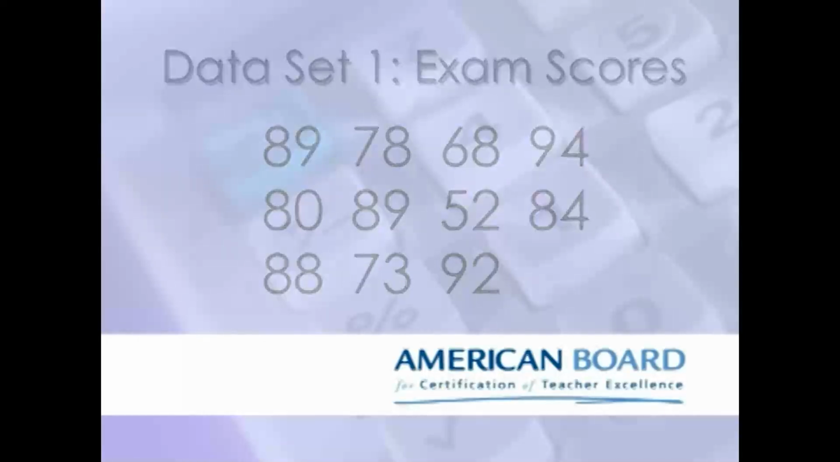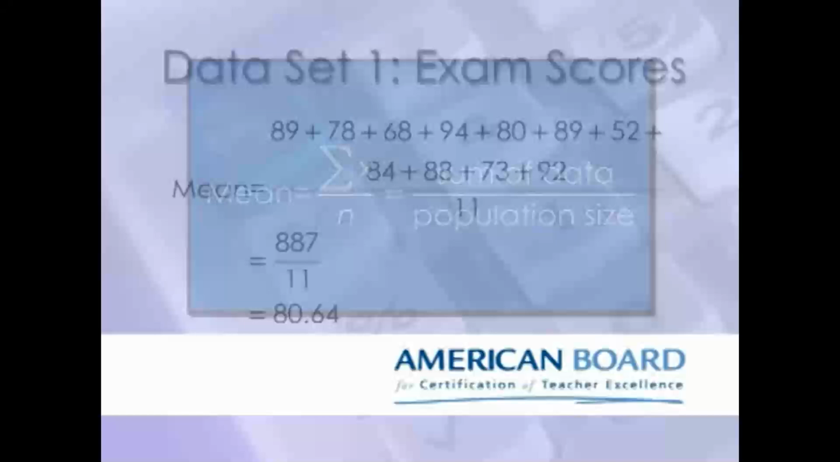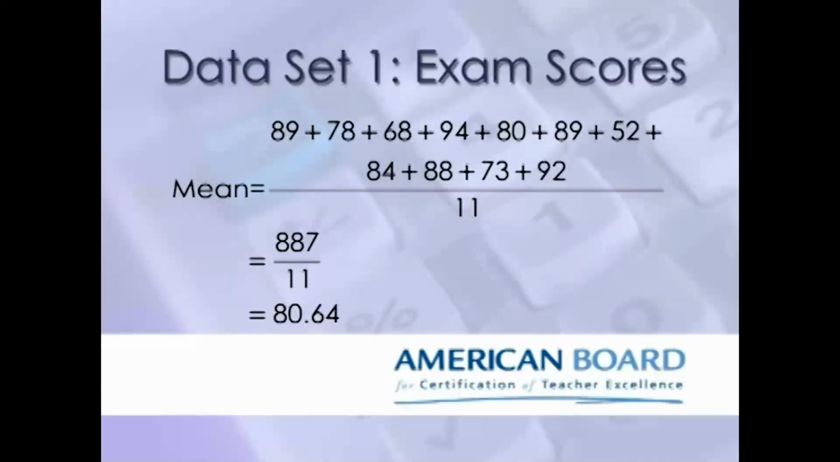The average test grade, which is also referred to as the mean test grade, is pretty easy to calculate. All you do is add up all of the data values and then divide by the number of values that you have. By the way, in official statistical speak, the number of values that you have is called the population size. So in this example, divide 887 by the population size of 11. The mean test score is approximately 80.64.